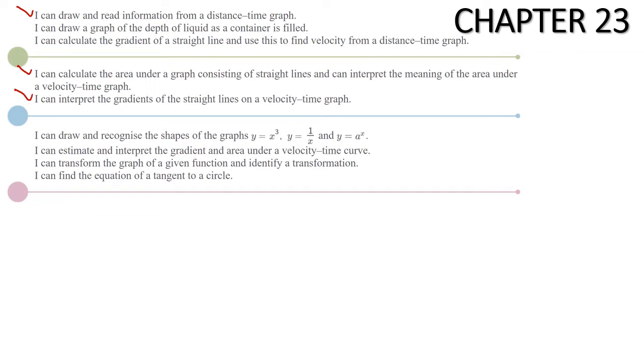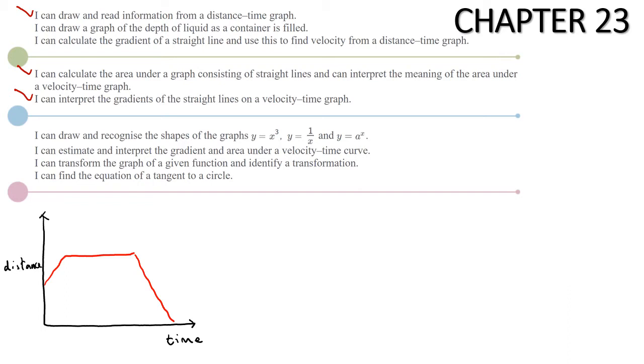Okay, so let's first of all start with a distance time graph. We would have come across these before. So we have time along this axis and distance on this axis. We may or may not have straight lines here. We've done this type of thing before where maybe we've had a graph like this. We know that if it's flat, the object isn't moving, it's stationary.